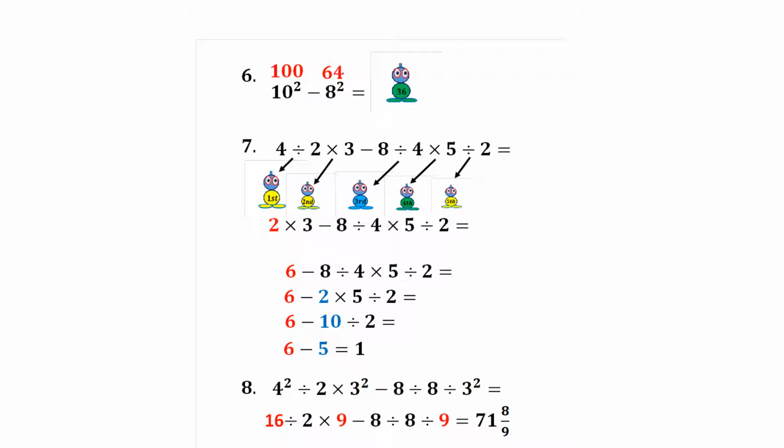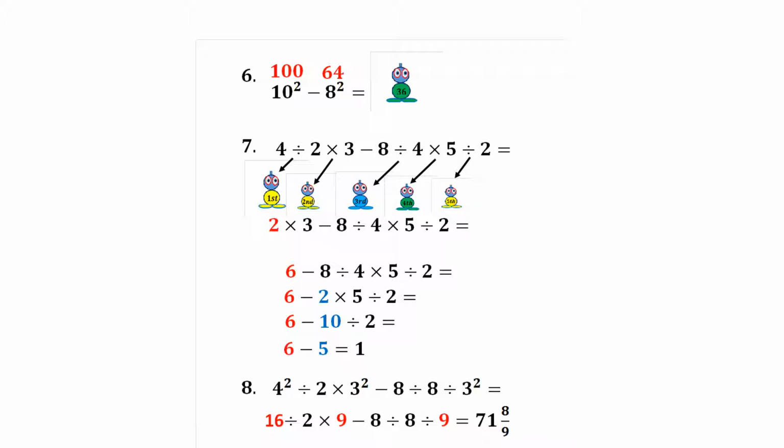So our first step, 4 divided by 2 is 2. That's the red 2 times 3 minus 8 divided by 4 times 5 divided by 2. Next step, 2 times 3. That's 6. That's the red 6 minus 8 divided by 4 times 5 divided by 2.